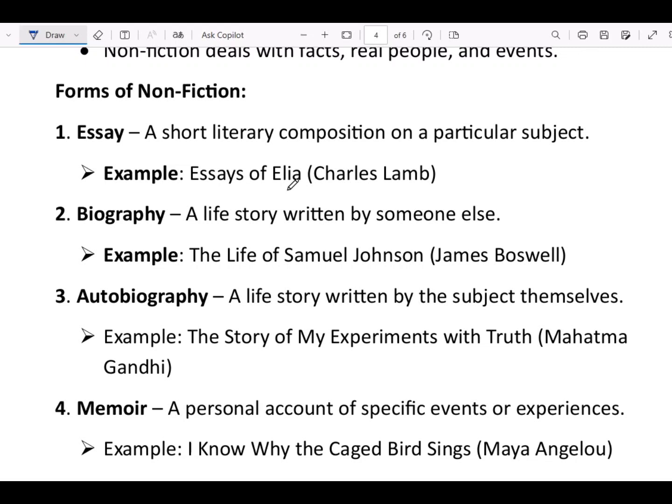In school or in college, we must have written some essays. An essay is a short literary composition that is based on a particular subject. In school we get a topic to write on, which means we have to write on that particular subject. We compose that essay on that subject. For example, in our literature, there is Essays of Elia. Charles Lamb's Essays of Elia was one of the most famous essays.